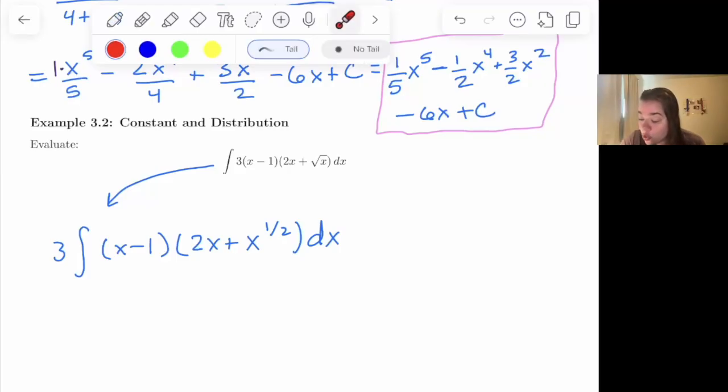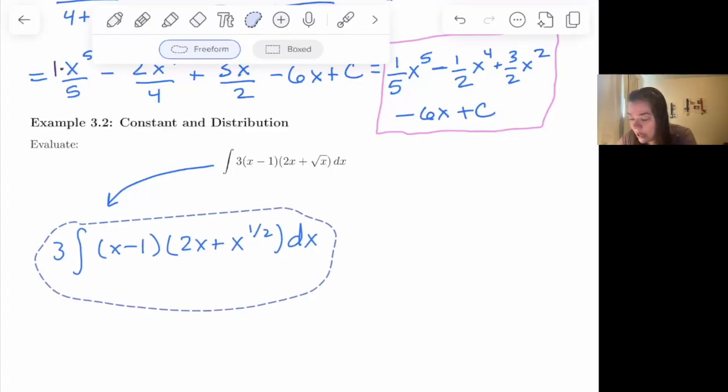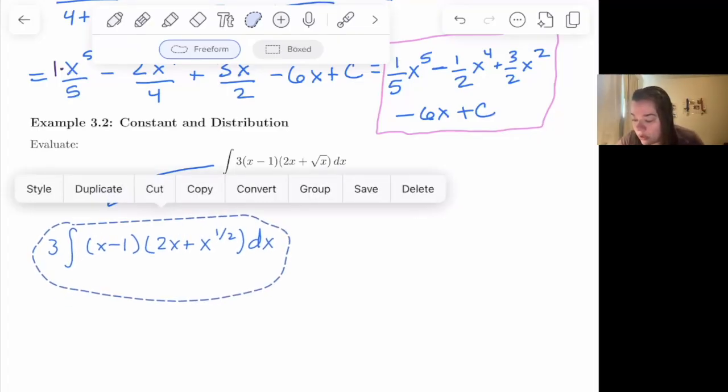You also could leave the 3 multiplier inside. This is a matter of personal preference, whether you pull constants out in front or whether you leave them in the problem and just deal with them as you integrate. In this example, just to show something different, I am going to leave the 3 outside for this entire problem, just to show you what that would look like.